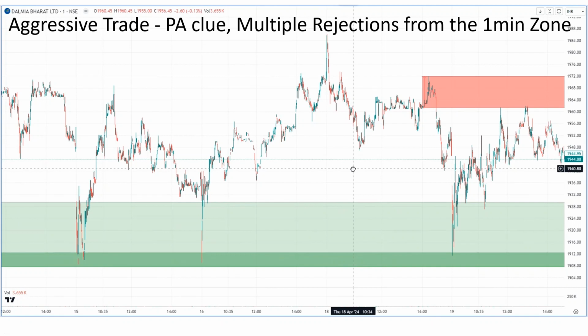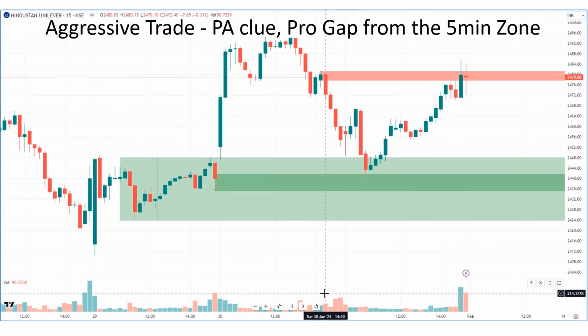Now let us look into the third scenario. What is the third scenario? With the pro gap price action clue, your 5 minute zone is having a pro gap. Look into this. This is a 75 minutes demand zone for the stock Hindustan Unilever, HUL. In Hindustan Unilever, this is a 75 minutes high liquidity demand zone.